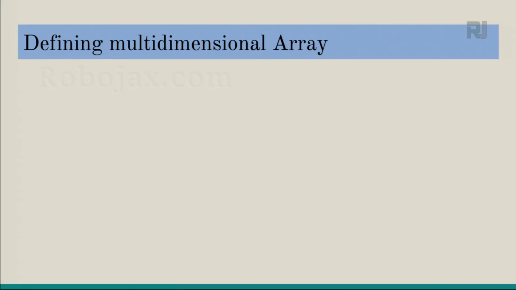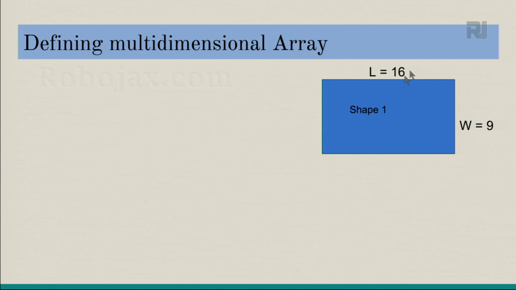Let's get started with the multidimensional array. So first we have to define a multidimensional array. What is a multidimensional array? If we have a shape like this, and let's say we have a shape something like this, the length is 16 and the width is 9.